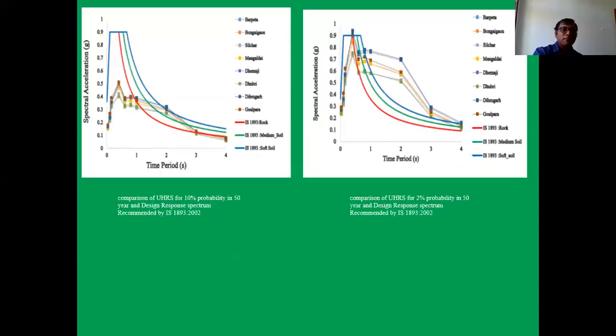And then we mapped the seismic hazard and came out with this kind of output. This is called the design response spectrum, as well as the design response spectra for various districts. We have shown here the uniform hazard response spectrum for 2% probability in 50 years, and the comparison.